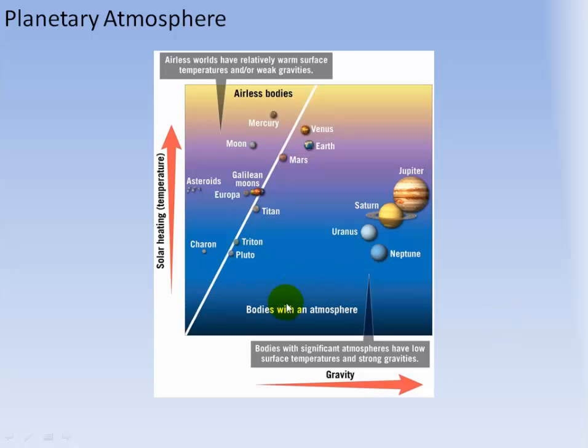Okay, the atmosphere. This axis is solar heating, and this axis is the gravity. Airless worlds have relatively warm surfaces and temperatures and or weak gravity. So our airless bodies are up here, and then on this side of the chart, the bodies with atmosphere.